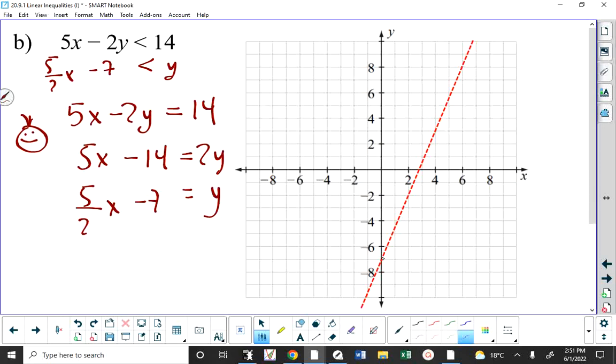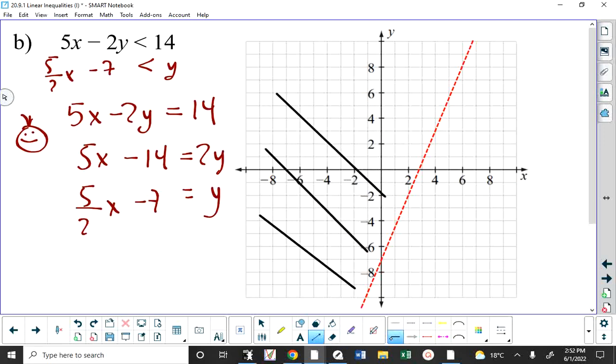So I just straw poll here. How many of you would decide which part to shade by looking at that? Okay, so y is greater than, shade above. Otherwise, pick the origin. Unless the line goes through the origin, then you have to do something else. Put 0 in for x and 0 in for y, and you'll get 0 is less than 14. That's true. That point is above, so you're going to shade above. That's all there is to it.